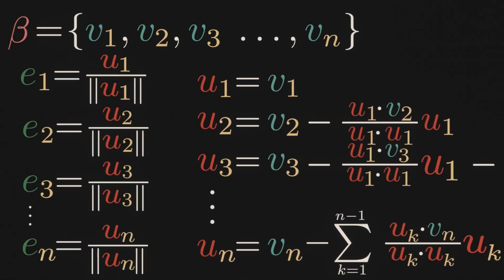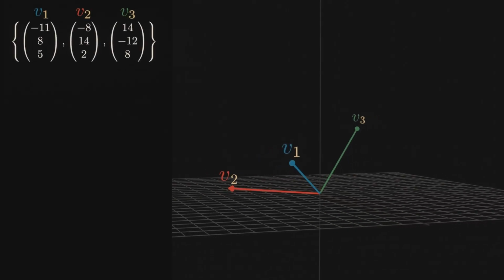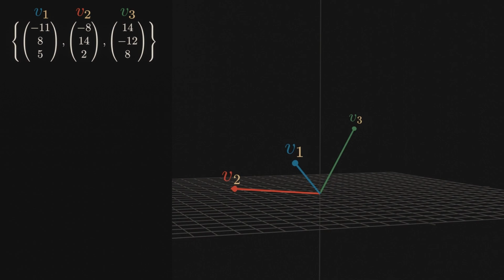As we discussed previously, this just involves dividing each vector by its length. The process we described is formally known as the Gram-Schmidt process. Now, let's practice all of this by doing an example in R3. This will be the basis we'll be starting off with. We will start by making them orthogonal.